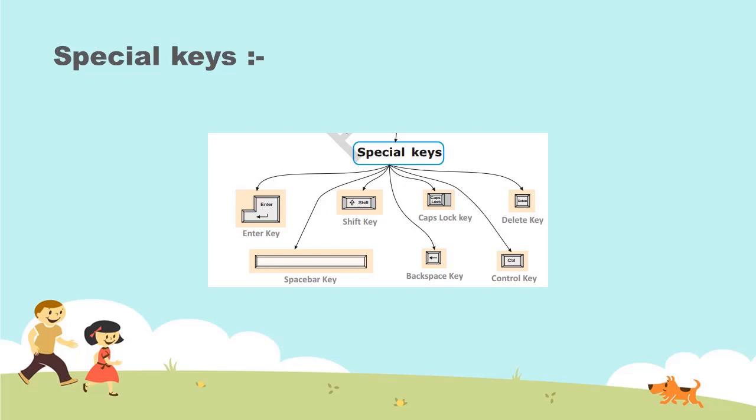Space bar key, this key is used to give space between two words, and it is the longest key present on the keyboard. Backspace key, it is used to delete the letter written on the left hand side of the cursor. Control key, we do so many functions with the help of the control key.